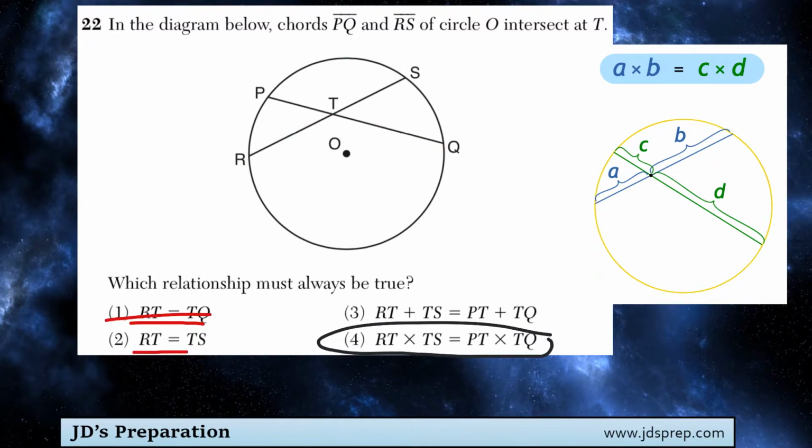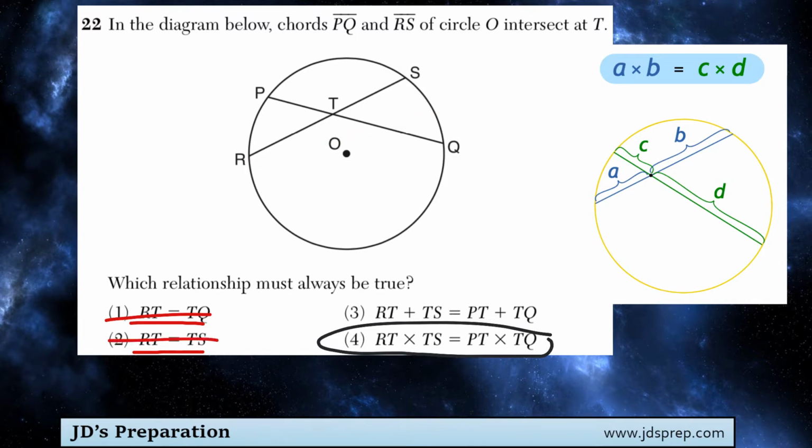The next one states that RT is equal to TS. Well, again, we could redraw that line, RTS. Maybe it would go like this, where T was here and S is over here. Well, you can see pretty clearly that RT is not going to be the same length as TS. So that's not always going to be true.